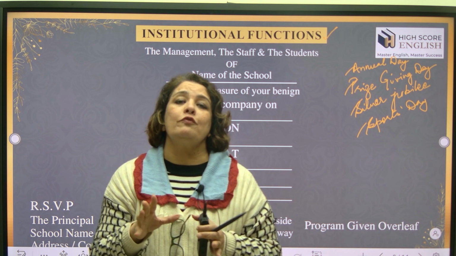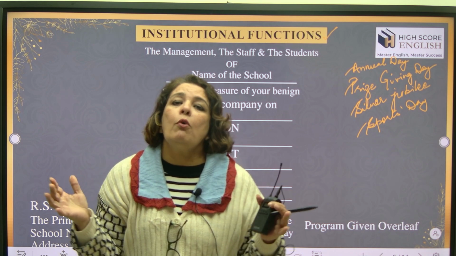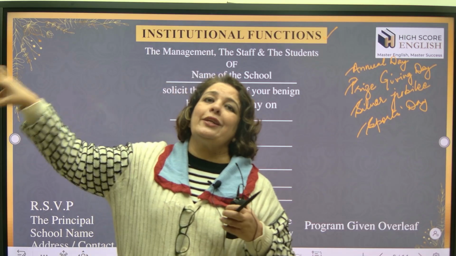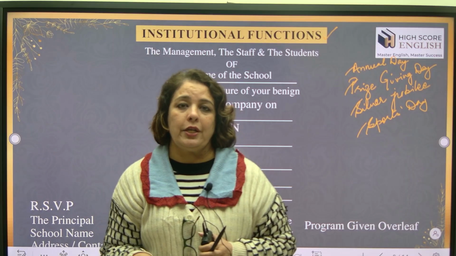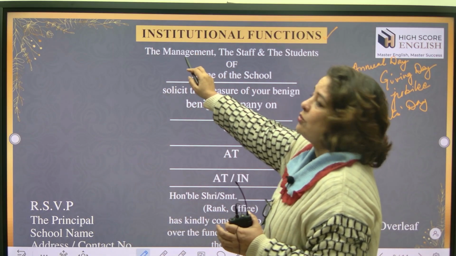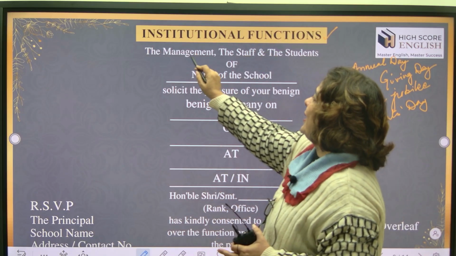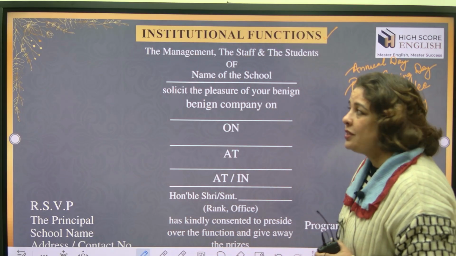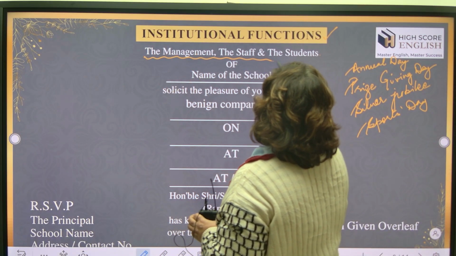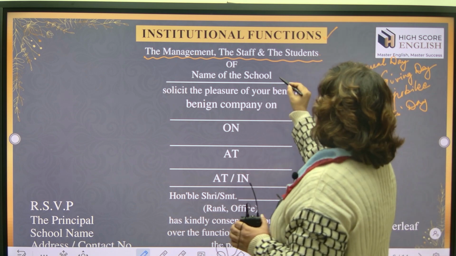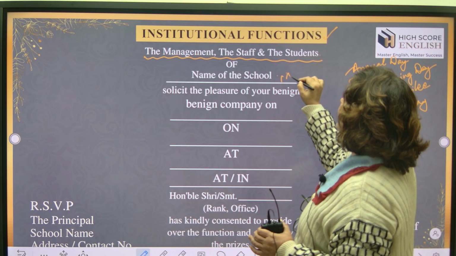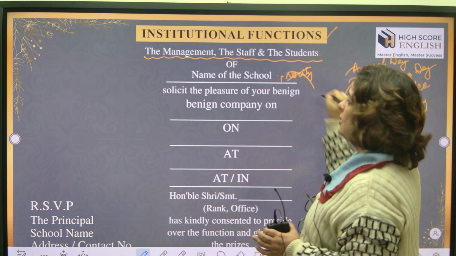Students are also part of the school body. So the invitation goes from all of them. All of them put together become the host, and they are inviting the parents and the important dignitaries and VIPs of the town. We will write that the order is going to be from high to low: the management, the staff, and the students. You will start here. Those who are inviting, the management, the staff, and the students of, here you're going to write the name of the school, but no city. Don't mention the city part.